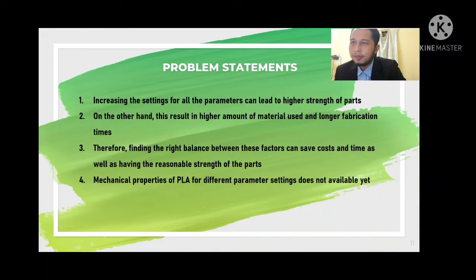For the problem statement of this study, increasing the settings of the parameters can lead to higher strength of parts, but this will result in a higher amount of material used and longer fabrication times. Therefore, finding the right balance between these factors can save costs and time, as well as having reasonable strength of the parts. Mechanical properties of PLA for different parameter settings are not available yet.